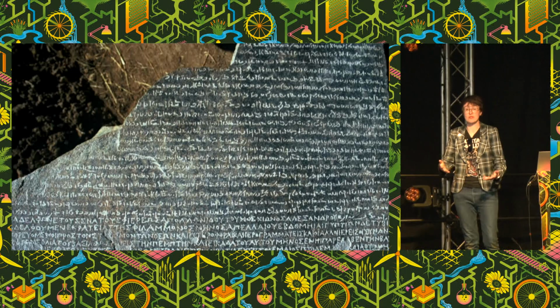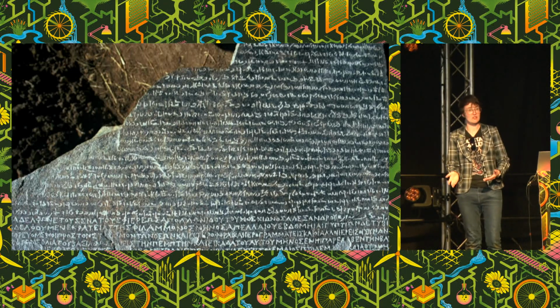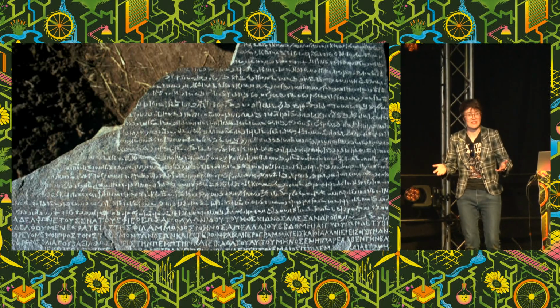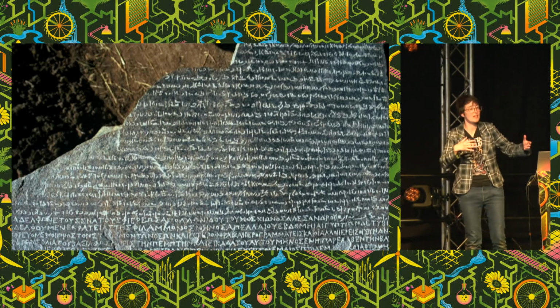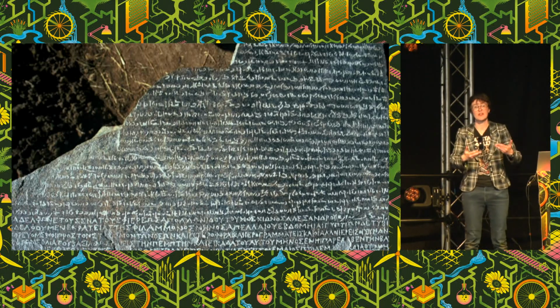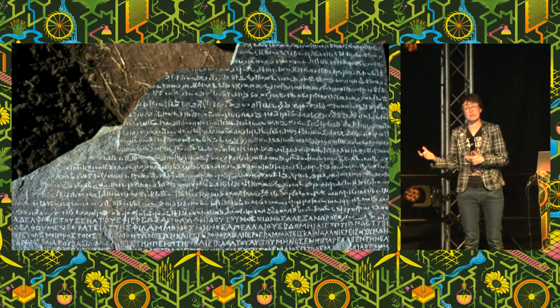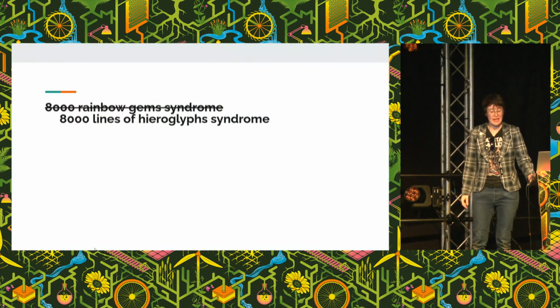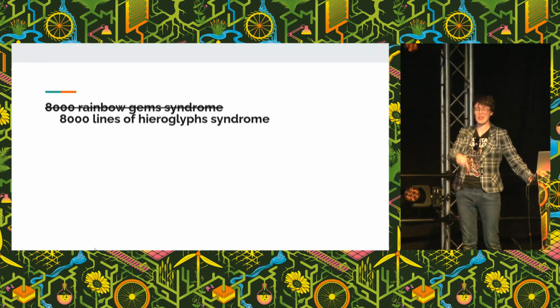I could make a game or a puzzle hunt about being an archaeologist and decoding the whole Rosetta Stone based on a photo of the Rosetta Stone. But that's going to take like 18 months and require a degree in classics. And that's not fun. I mean, I'm not saying degrees in classics are not fun. I'm just saying that that's a level of investment that is out of whack with the type of experience that we're trying to build. So we haven't actually gotten rid of the rainbow gems. We've just replaced it with a different problem called the 8,000 lines of hieroglyphs.